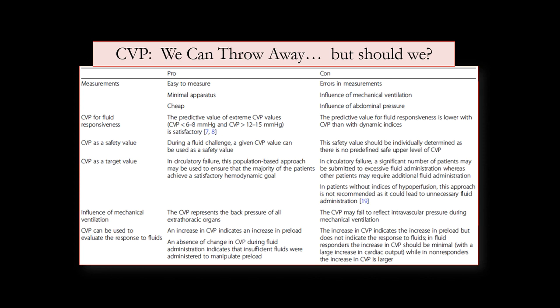So what they have said, you can take a range. If it is less than 8, you can give the fluid. If it is higher than 12 to 15, you should not give the fluid to these patients. The con is the predictive value of fluid responsiveness is lower with the CVP than the dynamic indices. So we should better rely on the dynamic indices rather than CVP.